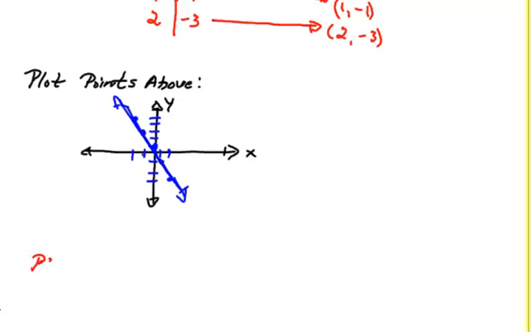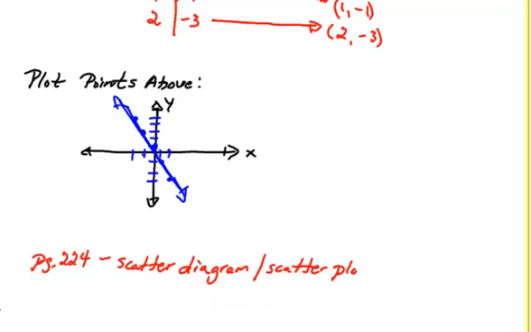On 224, what you're looking at, see the diagram there? They're calling it a scatter diagram. You can also call it a scatter plot. By scatter, it just means, hey, I've got the dots. Maybe they're not making a perfect shape, but that's what you're seeing. Do you guys see the picture I'm talking about?